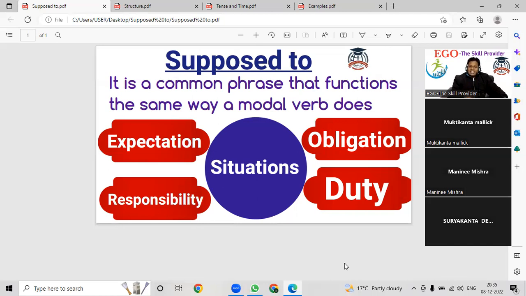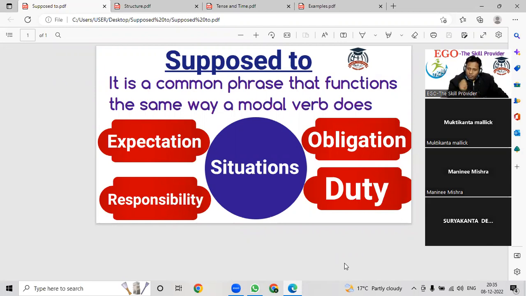Got it? So it is a common phrase that functions the same way a modal verb does. It just works like a modal. So what modal verbs have you learned? We have learned the modal verb of opportunity, the modal verb of advice, the modal verb of making suggestion, the modal verb of obligation, and the modal verb of compulsion.